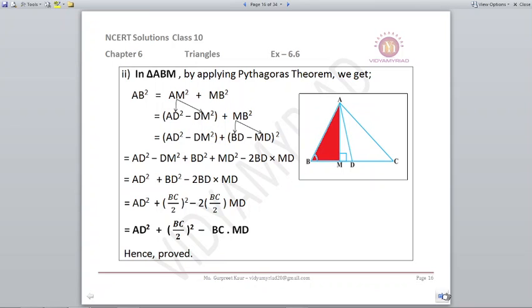Now we already know that BD is half of BC. So substitute it. So you will get your answer as AD square plus (BC upon 2) the whole square minus BC into MD, and hence we have proved the second part.